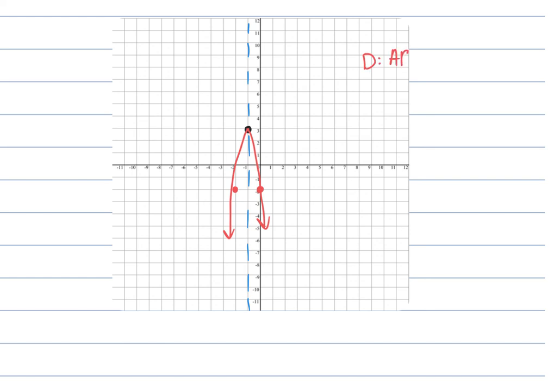What's the domain here? All real numbers. What's the range, though? Brandon? Y is less than or equal to +3. Absolutely right. All right, this was the last one we were going to do, okay? Turn these in once you're done.